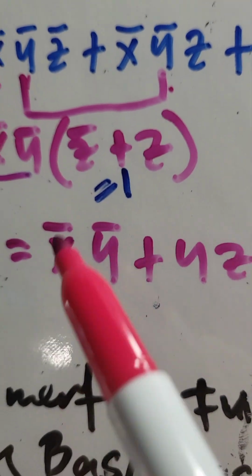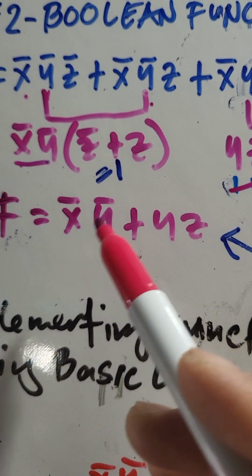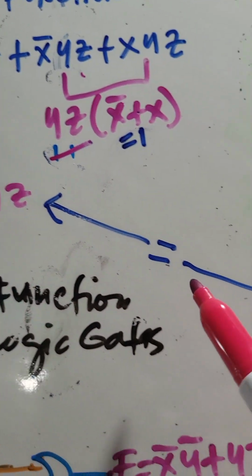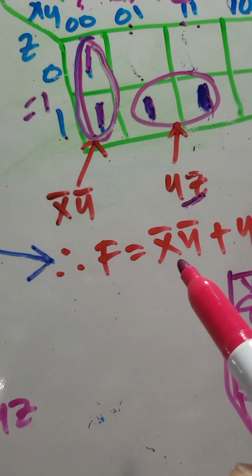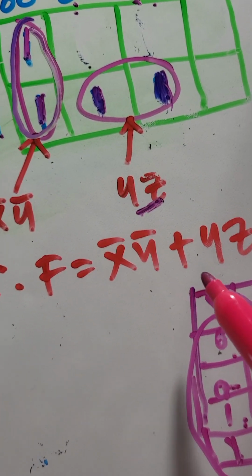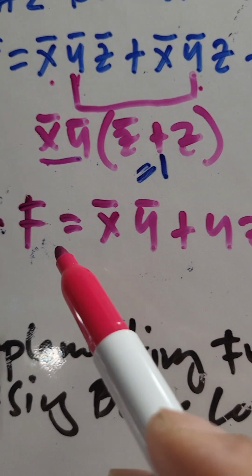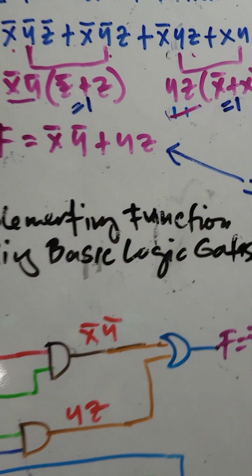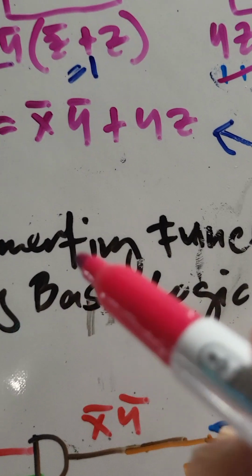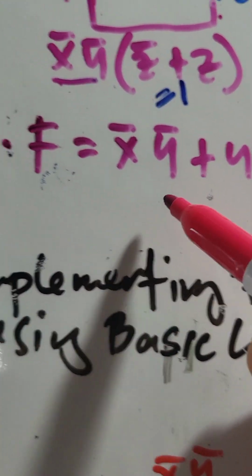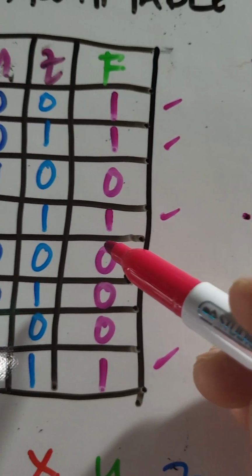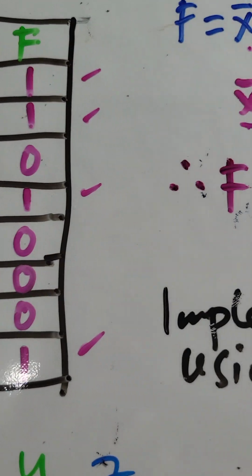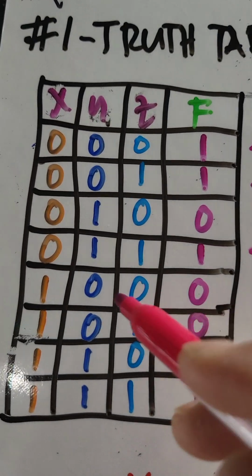Alright, so finally, the function f using the Karnaugh map method is x bar, y bar plus yz, same as here. Same with this simplification here. Okay, so they are equal. X bar, y bar plus yz. Same also here, x bar, y bar plus z bar. How to prove that this output is correct? Based on the truth table here.